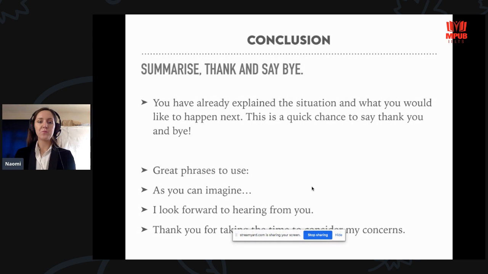Then we have, I look forward to hearing from you. I actually use this probably in almost every email that I write. If you end up coming to the UK or New Zealand, English-speaking countries, you will always use this phrase. I look forward to hearing from you. It's a good one to memorise. It shows you want a quick response, and it's also very polite. So, fantastic one. I use it. Everyone uses it. You should use it.